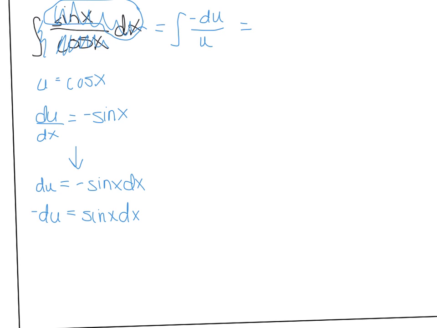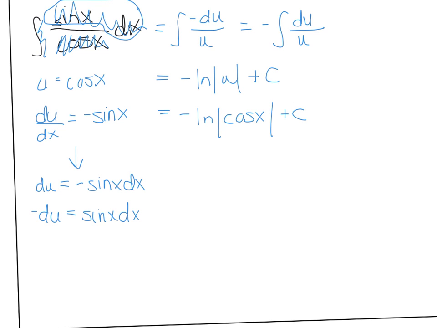Fantastic. So really this is just a negative outside, and du over u, that's a recipe for the natural log of u plus c, and then we will back substitute. So u was cosine x. Great. So this is something that you're going to want to put on your antiderivative sheet, that gold sheet that I've given you. The antiderivative of tan x is negative natural log of cosine x plus c.